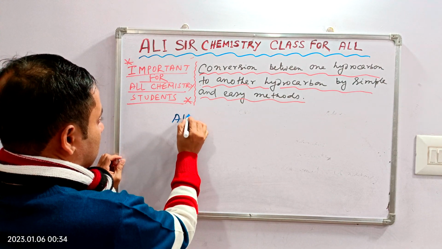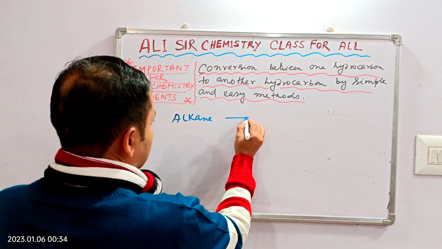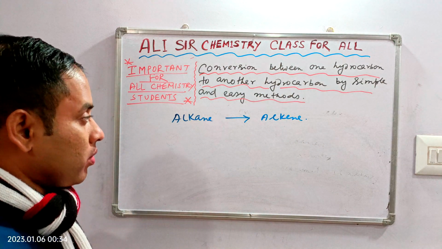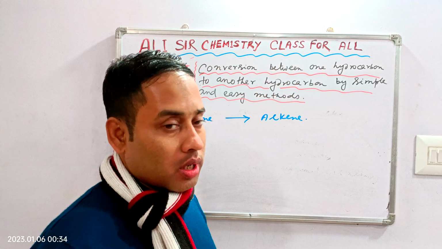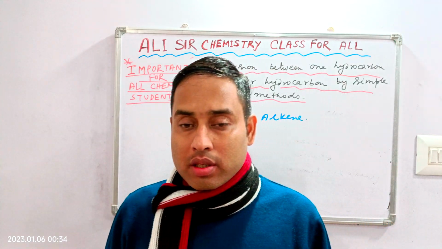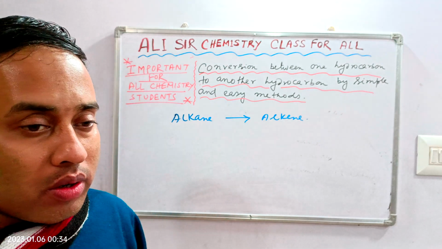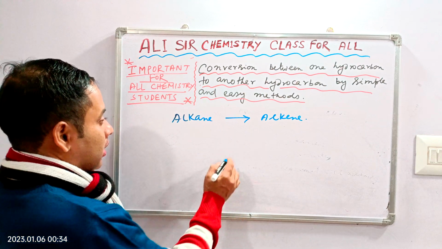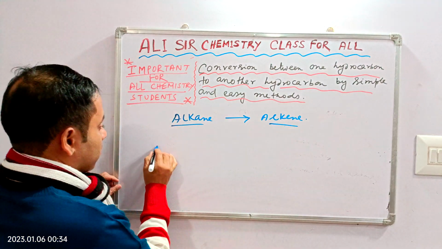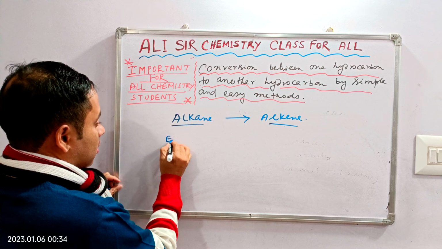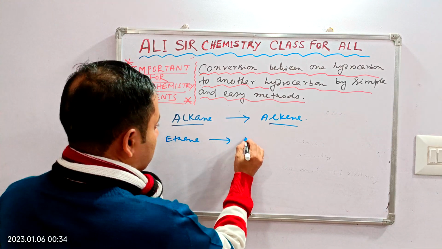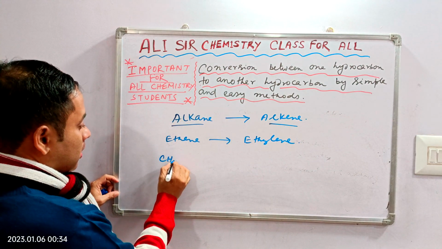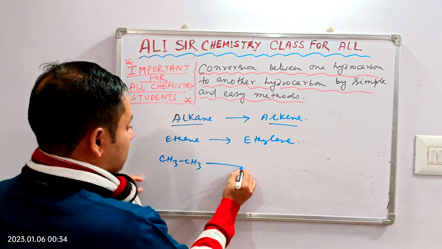First, alkane to alkene. This type of example I have already done in previous examples, that is the conversion of higher alkane to lower alkane. Again, I am doing alkane to alkenes here. Say, for example, ethane to ethylene. Very easy. Ethane, the structure is CH3, CH3.